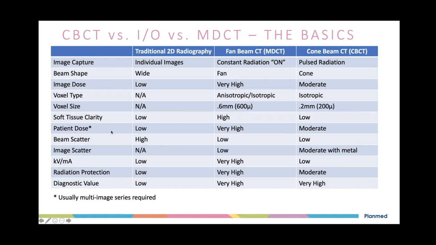When we talk about patient dose, a single two-dimensional radiograph can be low, but typically you're using multiple images. For instance, a full mouth series can oftentimes have a higher complete series radiation dose than a single cone beam CT that captures the full jaw. So you have to take that with that understanding. But there is just a variety of differences in these various methods.